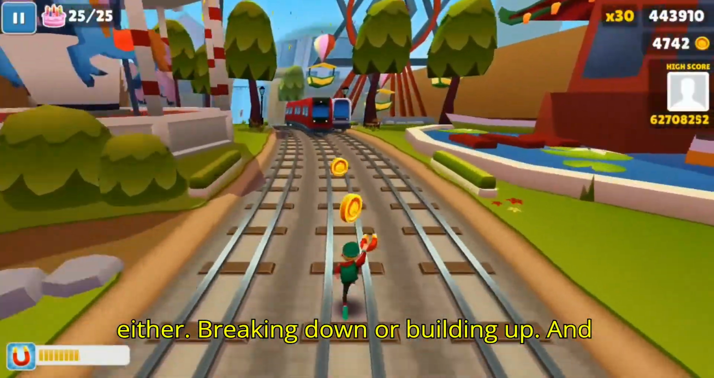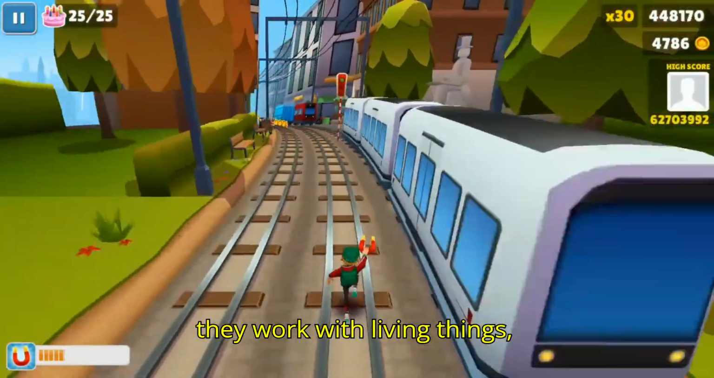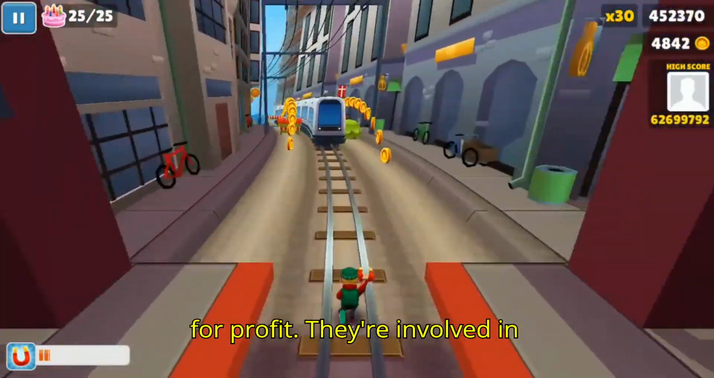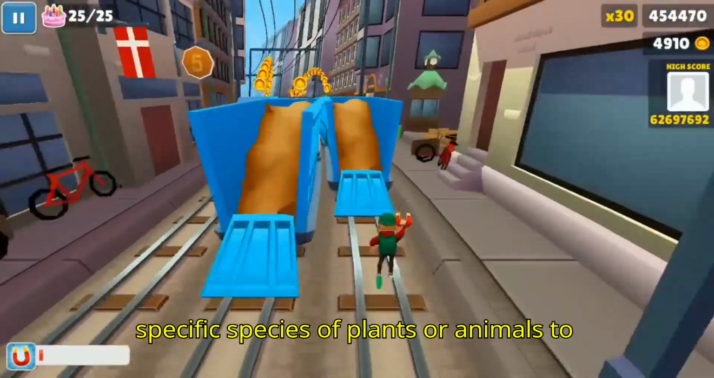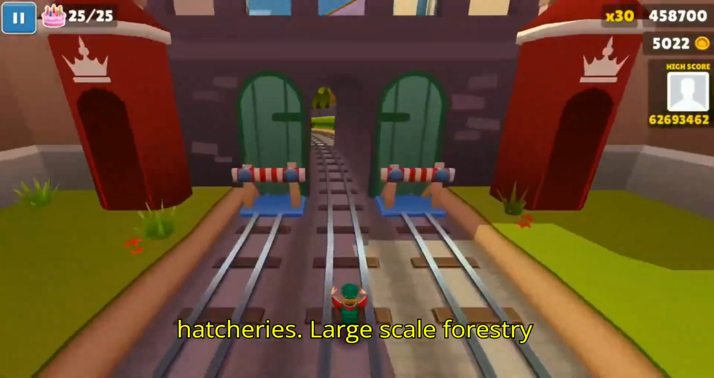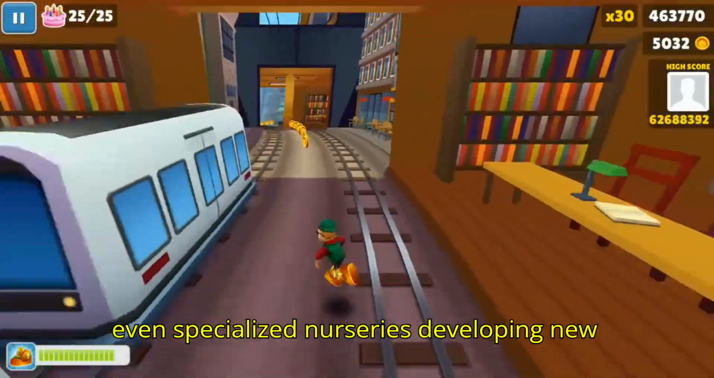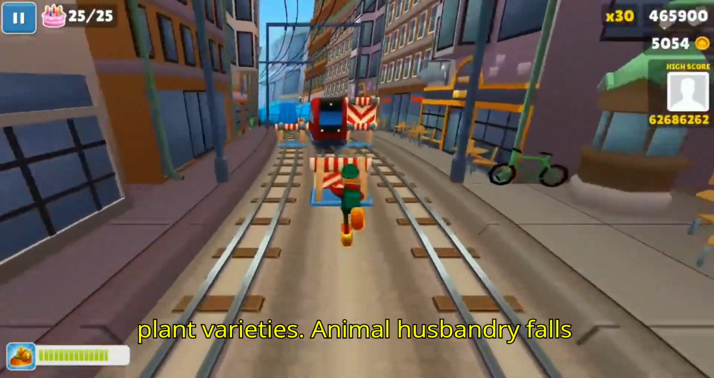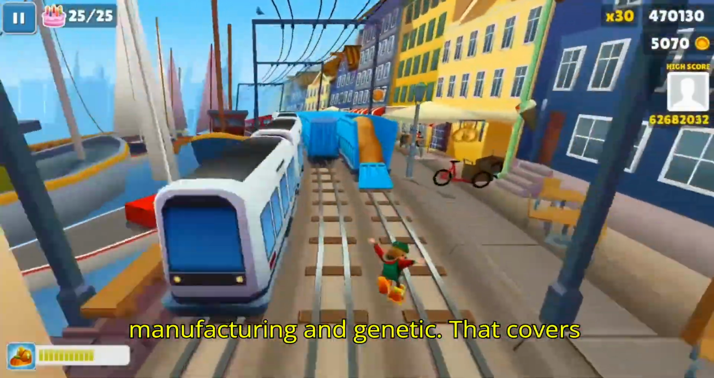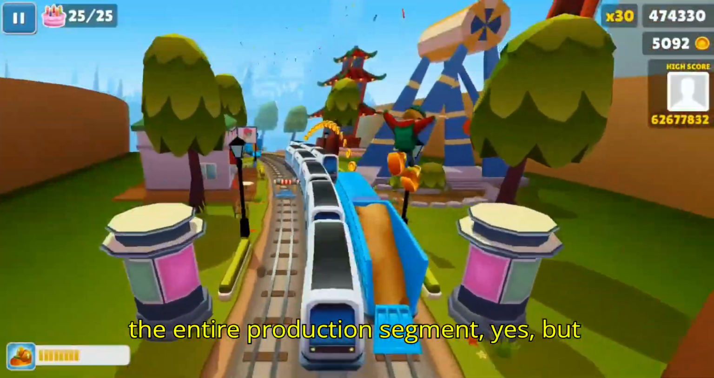Okay, making things, either by breaking down or building up. And the last one, genetic. Yes, genetic industries. These are fascinating because they work with living things, capitalizing on biological reproduction for profit. They are involved in producing, breeding, or multiplying specific species of plants or animals to sell them. Think of commercial fish hatcheries, large-scale forestry operations, planting and harvesting trees, poultry farms, cattle breeding, even specialized nurseries developing new plant varieties. Animal husbandry falls here too. So extraction, construction, manufacturing, and genetic, that covers the whole making stuff side. Pretty much the entire production segment, yes.